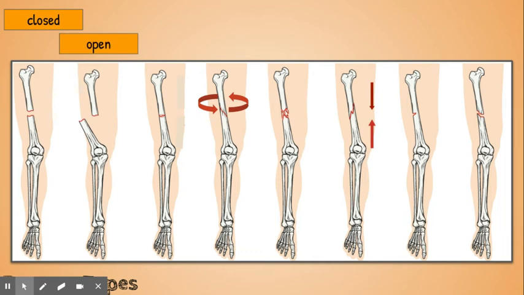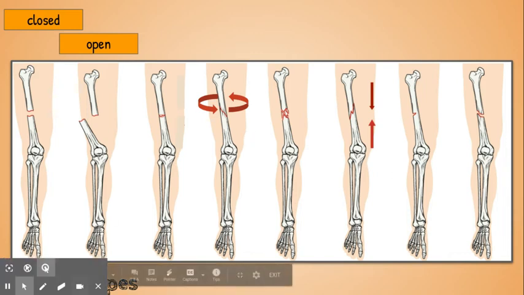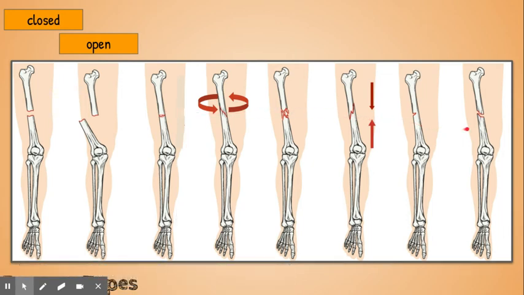Again, closed means that whatever happened to the bone, everything is still in the skin, whereas open means that it has come out of the skin. Then you can describe the various fractures based on what the actual break looks like. So we said that this was transverse because it's straight across, like our transverse plane that we talked about. This one with the spinning motion lets us know that it's a spiral fracture.